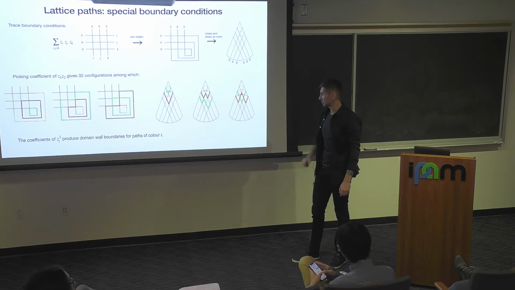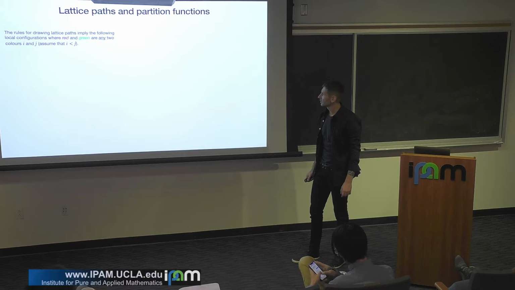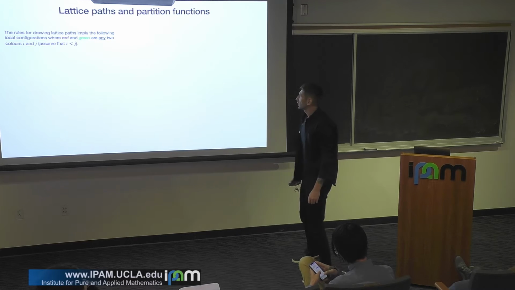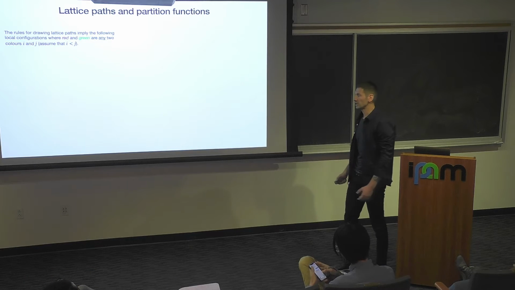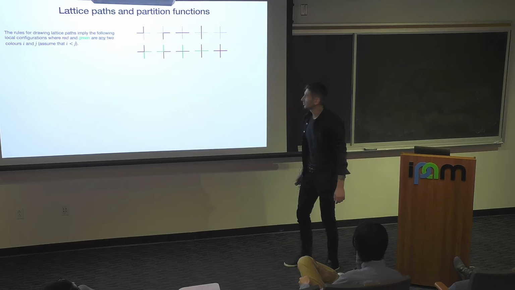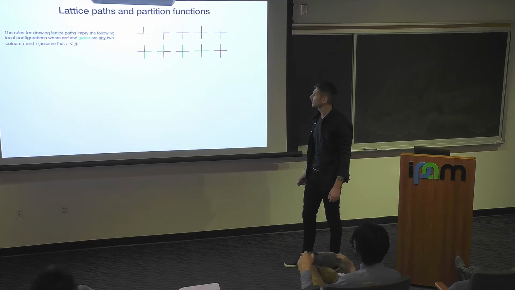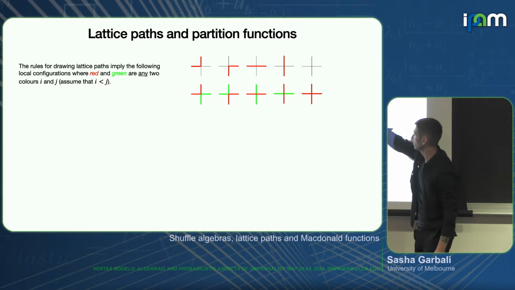And next, I need to introduce the Boltzmann weights. So we have many different colored paths. And I would use a red and green to denote different colors. And if we look at a particular local configuration, we will see different vertex configurations. And these are representative examples of what you can see locally.